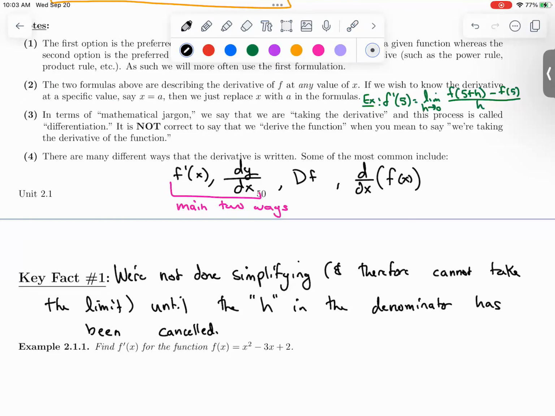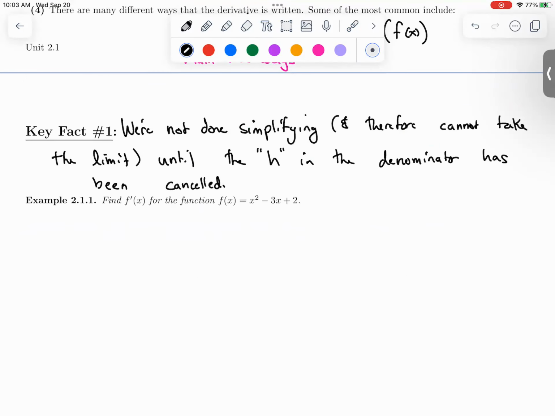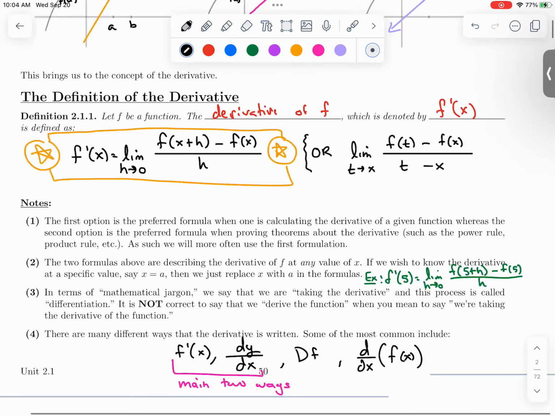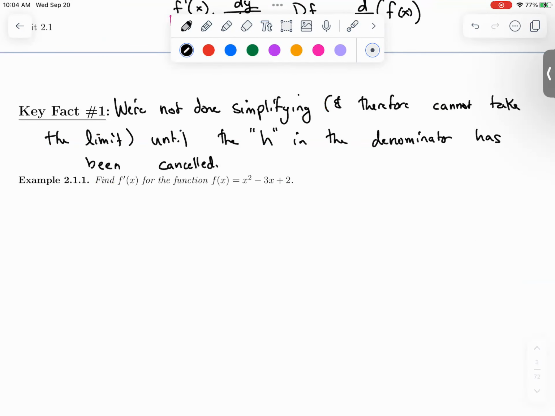So let's go ahead and do one of these problems. Find f prime of x for the function f of x equals x squared minus 3x plus 2. You are required to memorize this formula, the definition of the derivative. I'm not going to provide it. But a surefire way to memorize it quickly is to always write it every single time you do a problem, no matter what, even on your homework. You will start to memorize it without fail.